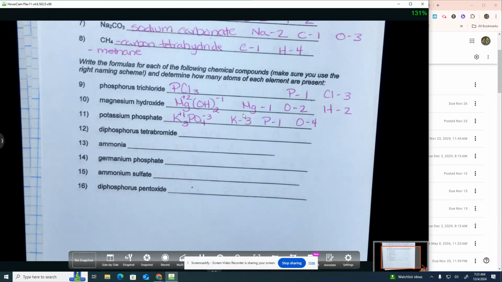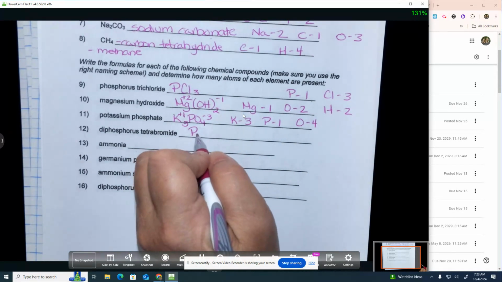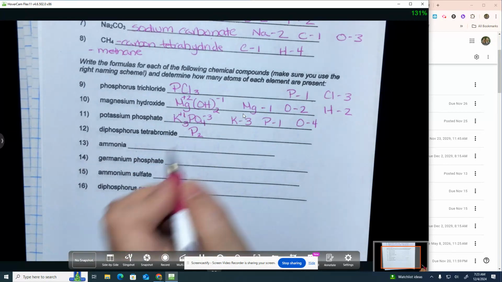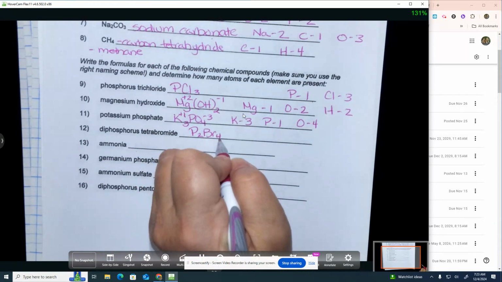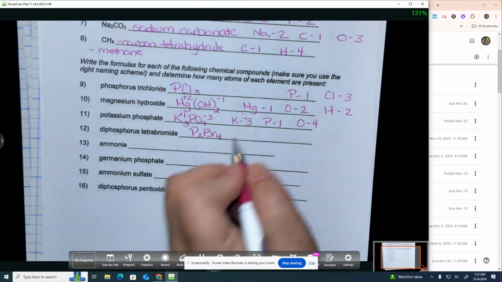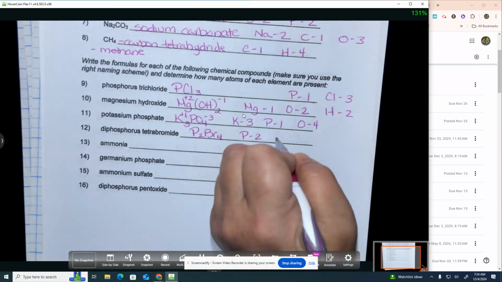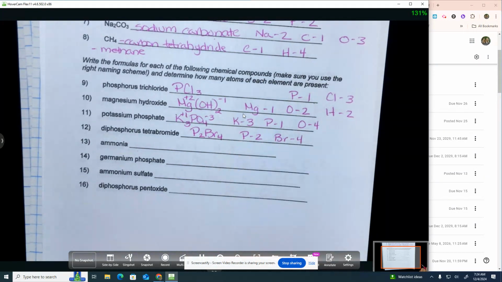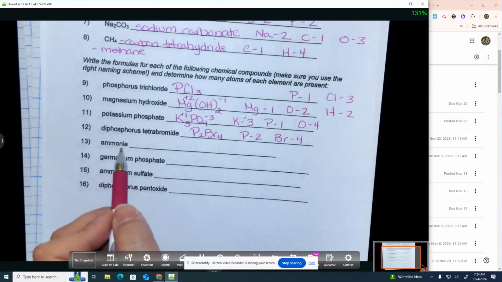Diphosphorus tetrabromide. 2 phosphorus. Okay, so these are actually easier than the other ones, aren't they? When they're covalent, it's easier because they tell you how many they have. So phosphorus, you've got 2, and bromine, you've got 4. No, this is ammonia.